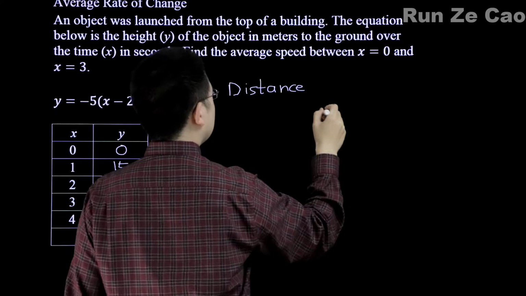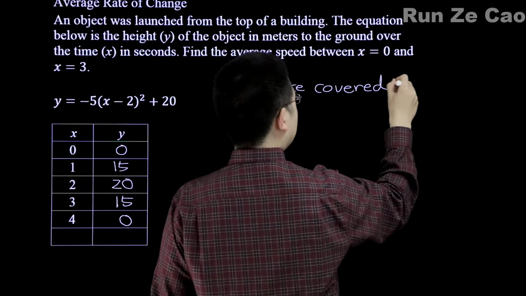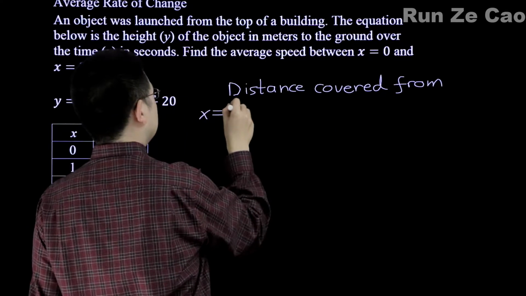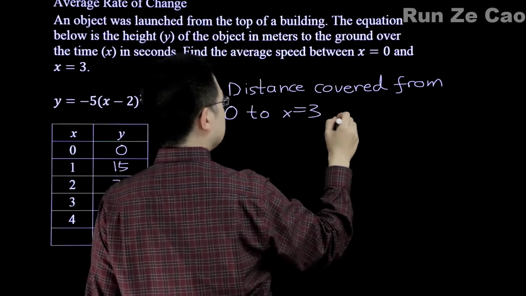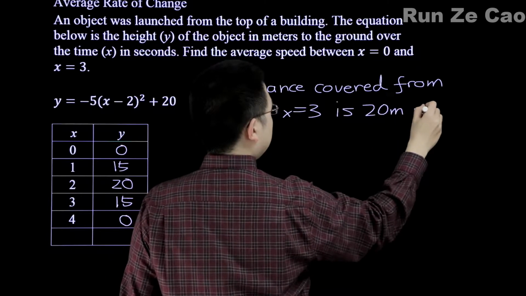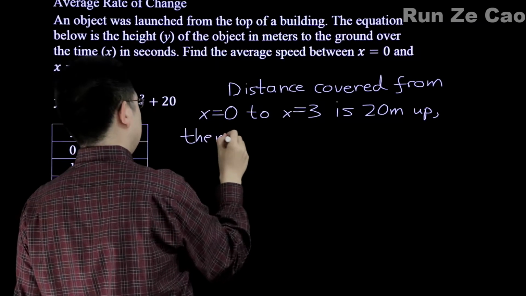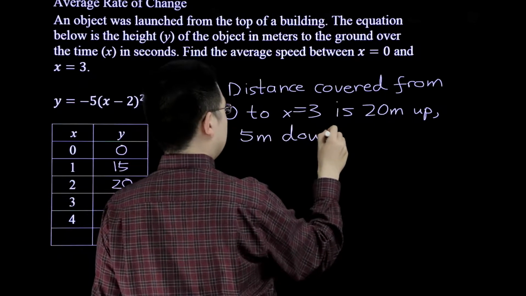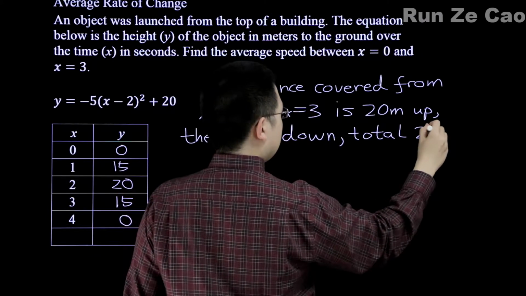Distance covered from x equals 0 to x equals 3 is 20 meters up, then 5 meters down. Total 25 meters.